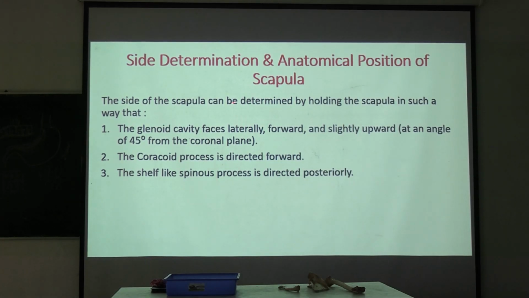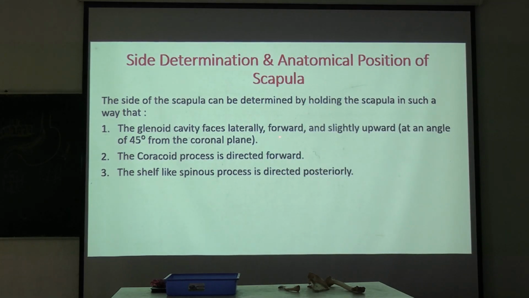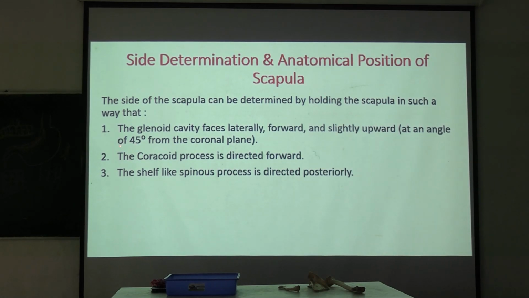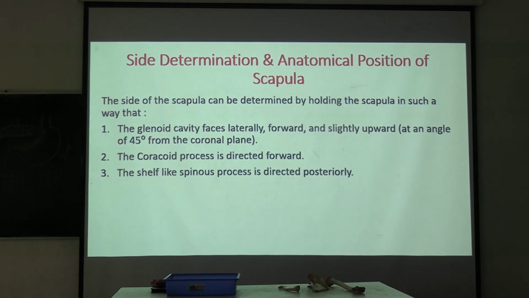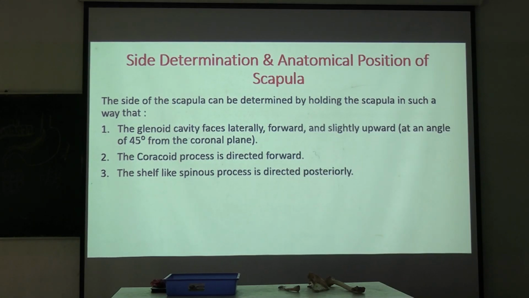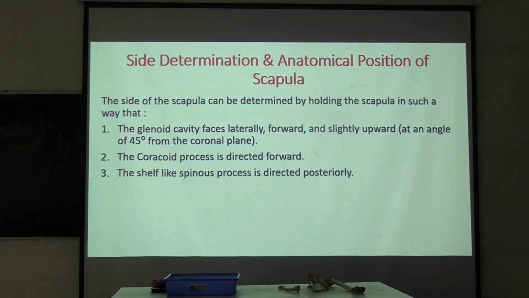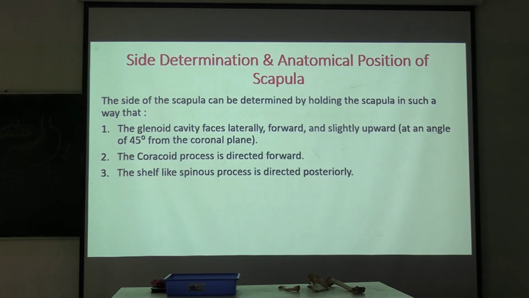The side of the scapula can be determined by holding the scapula in such a way that the glenoid cavity faces laterally, forward and slightly upward, at an angle of 45 degrees from the coronal plane. See here, this is the scapula of the right side. Hold it with your right hand in gun holding fashion. This is the coronal plane. The plane of the scapula forms an angle of 45 degrees with the coronal plane. And this is the glenoid cavity, facing laterally, slightly forward and upward. This is how you hold it in anatomical position.